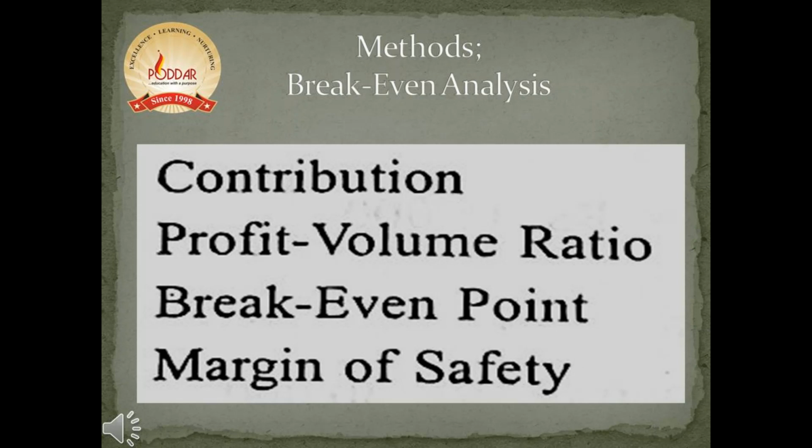Let us now talk about the methods of break-even analysis. The first method is contribution. The second method is profit volume ratio or PV ratio. The third method is break-even point, which is also called BEP, and the fourth method is margin of safety.